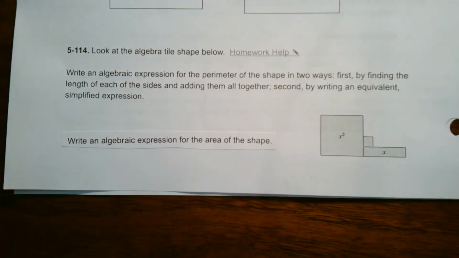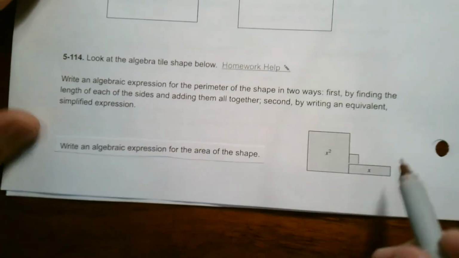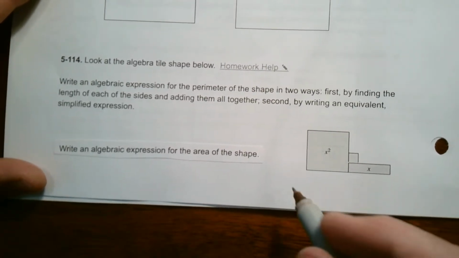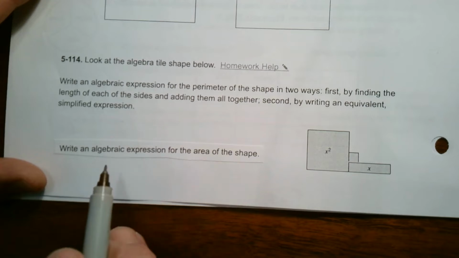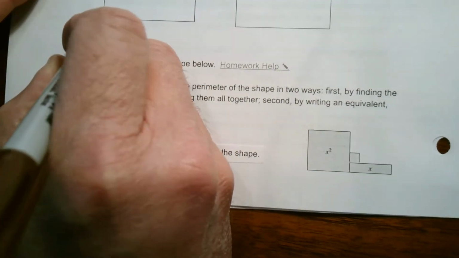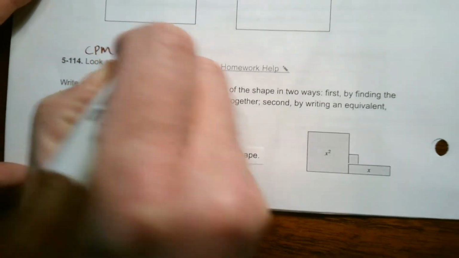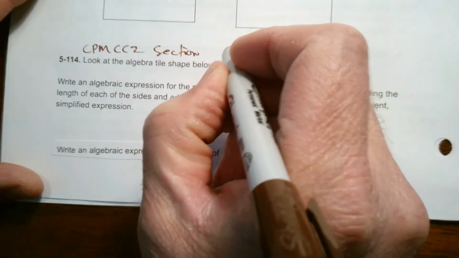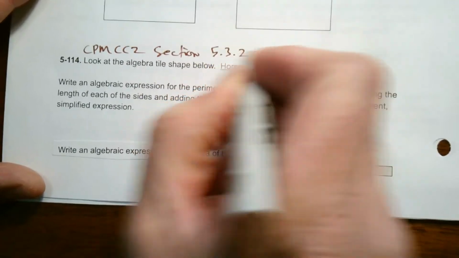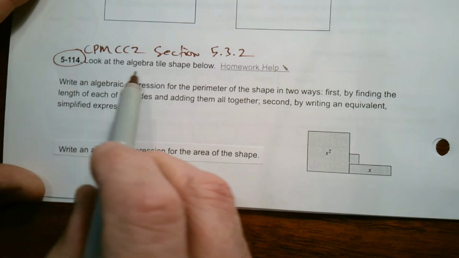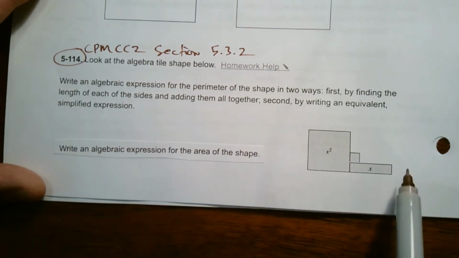We are looking at a composite figure that is made up of algebra tiles, and it wants us to write expressions for perimeter and area. This is a problem I'm taking from CPM's Course 2, section 5.3.2, specifically number 5-114. It says, look at the algebra tile shape below. That's this guy right here.